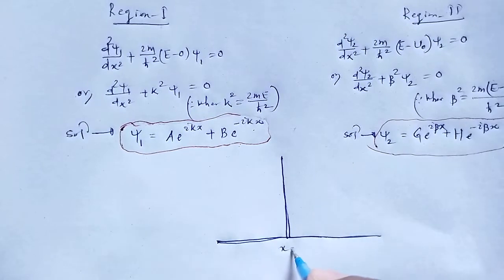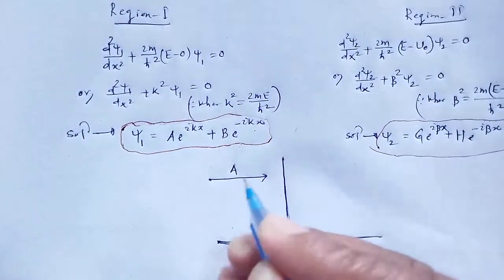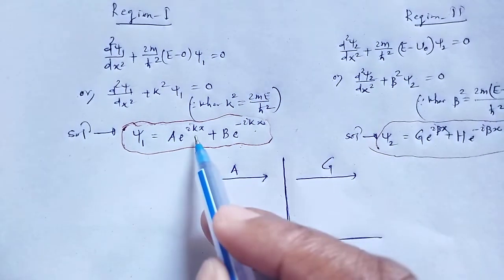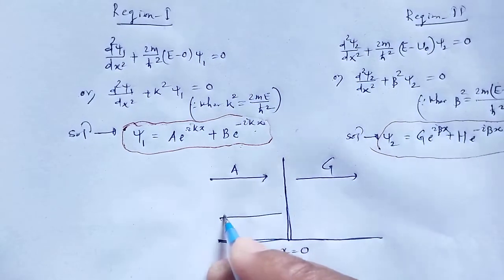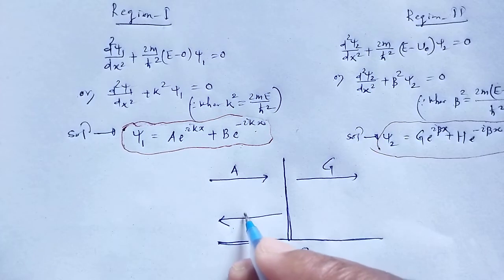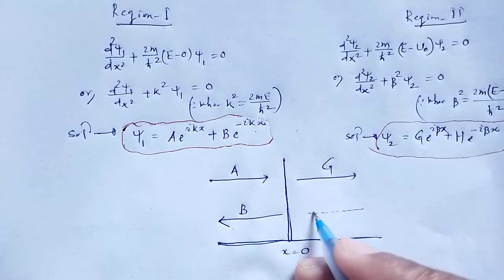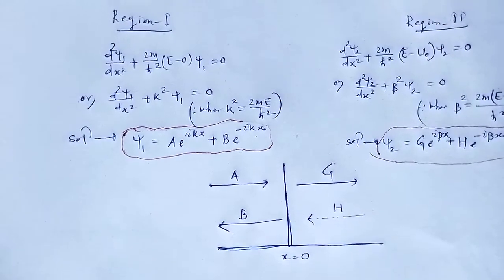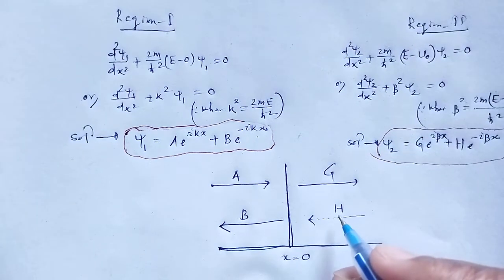Here at x equal to 0, this stands for the amplitude A, this stands for the amplitude G, and this is the reflected one, which stands for the amplitude B. Here there will be no such reflection, this stands for the amplitude H. As the beam is incident only from the left, H is equal to 0.